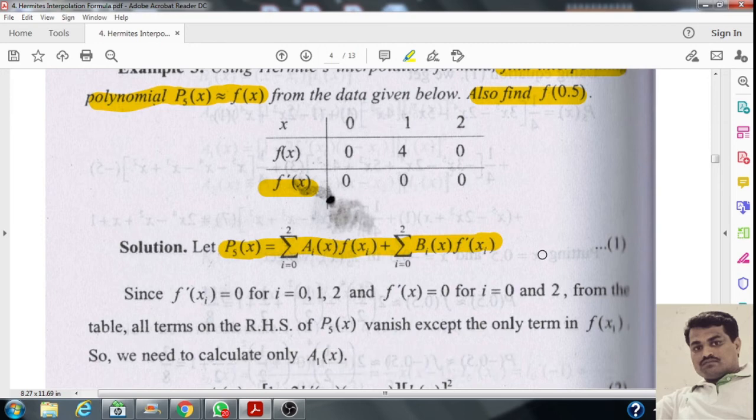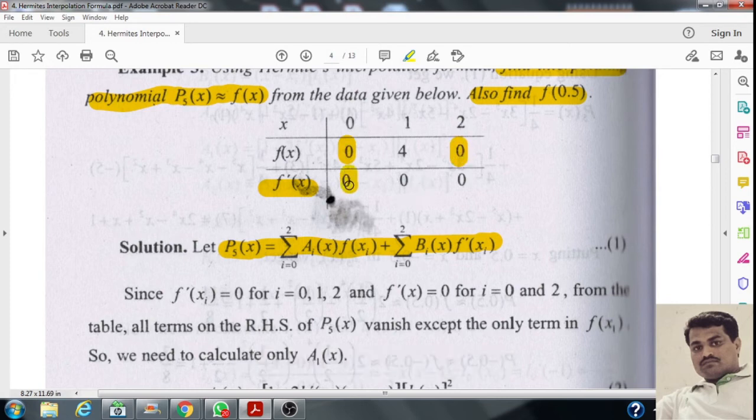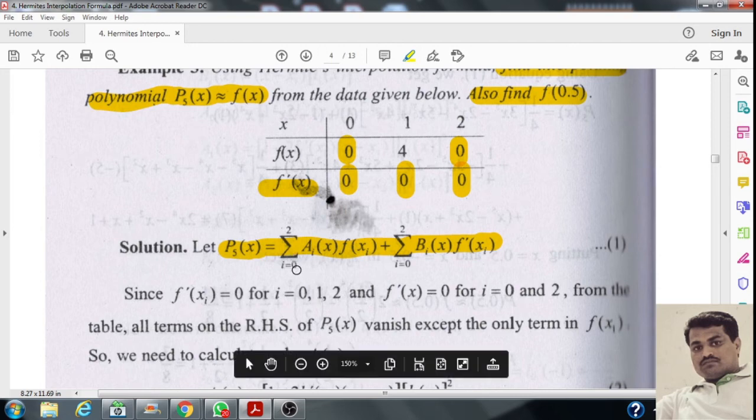Then you just observe the data. Here this f of x is 0. This f of x is 0. This f dash of x0 is 0. F dash of x1 is 0. F dash of x2 is 0. Then we expand this summation with i going from 0 to 2.